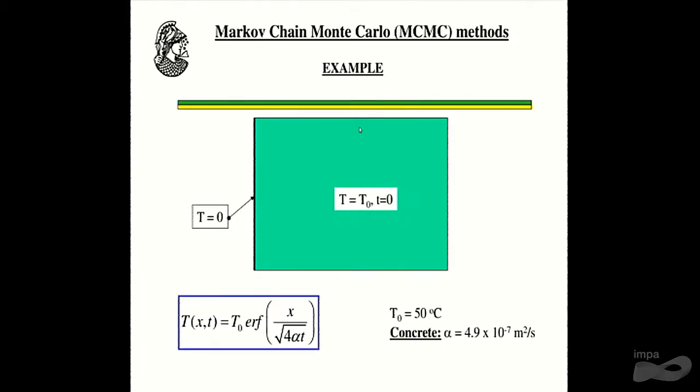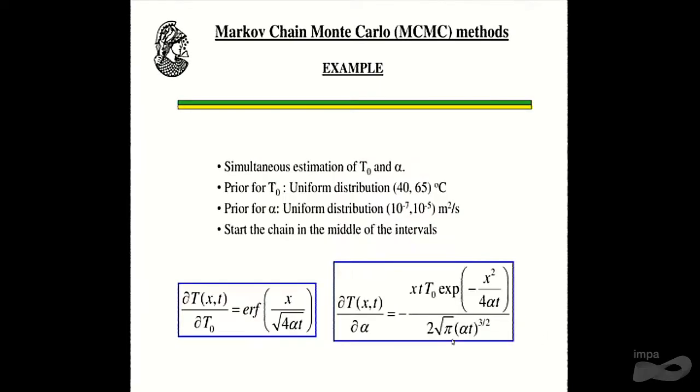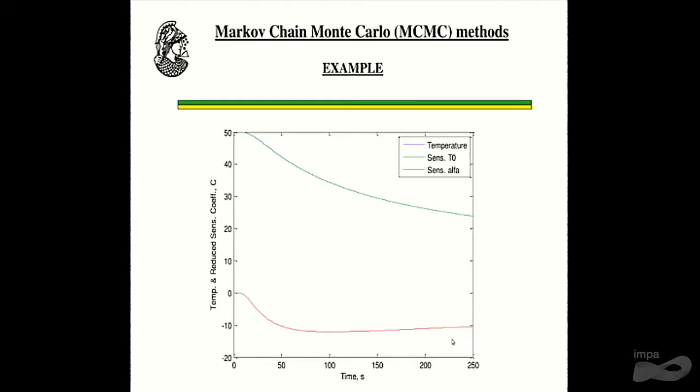And then we presented to you the results for a case involving concrete, where alpha, the thermal diffusivity, is 4.9 times 10 to minus 7 meters squared per second, and T0 is 50 centigrade. And then we examined the sensitivity coefficients, and we saw that the sensitivity coefficients were linearly independent, and the conditions were good for the estimation of the two parameters.